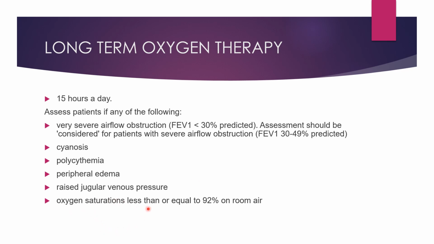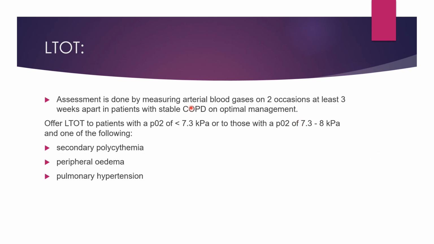And oxygen saturations: if the saturations are less than or equal to 92% on room air, or if any one of these features is present in a COPD patient, you can consider going ahead with assessment for long-term oxygen therapy. The assessment is done by taking two ABGs at least 3 weeks apart in a patient who is stable on optimal management. The patient should be on optimal management, which is LABA, LAMA, and ICS, and stable enough for the assessment, and you have to take 2 ABGs 3 weeks apart.